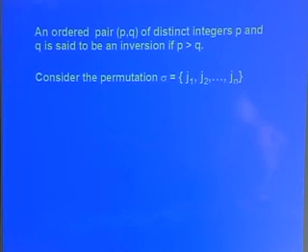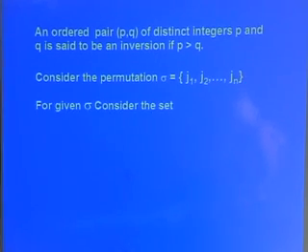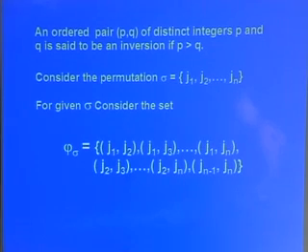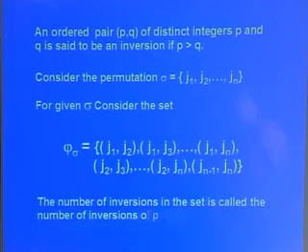So, if we consider the permutation sigma equal to J1, J2, ..., Jn, then for given sigma we consider the set phi sigma, which is a set of ordered pairs: (J1, J2), (J1, J3), up to (J1, Jn), then we start with (J2, J3), (J2, J4), it will go up to (J2, Jn), and finally we will have (Jn minus 1, Jn). We call this set phi sigma.